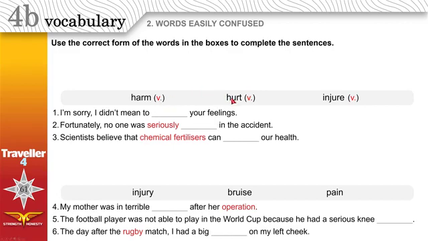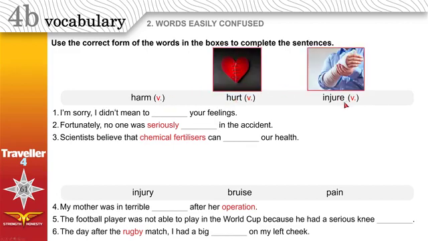Now let's take hurt and injure first. When you injure yourself, that means you caused physical damage, and it usually takes weeks, sometimes months to heal up. Hurt is not like that. When you are physically hurt, if I hit myself, I didn't injure myself, I only hurt myself. It will not take weeks or months to heal up. It will heal up in a minute or two.